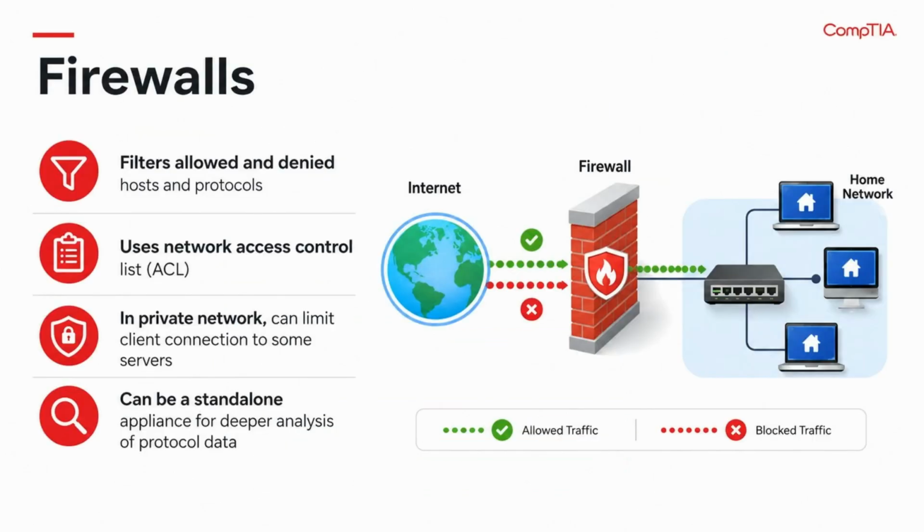Firewalls filter allowed and denied hosts and protocols using an access control list, or ACL. On a private network, they can limit client connections to specific servers, and can run as a standalone appliance for deeper protocol analysis. Think of a firewall as a security guard for your data. A client-based firewall like Windows Firewall runs on the device itself, while a hardware firewall is a standalone appliance filtering traffic for a whole network.